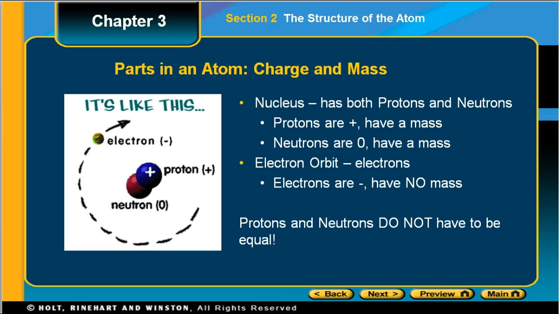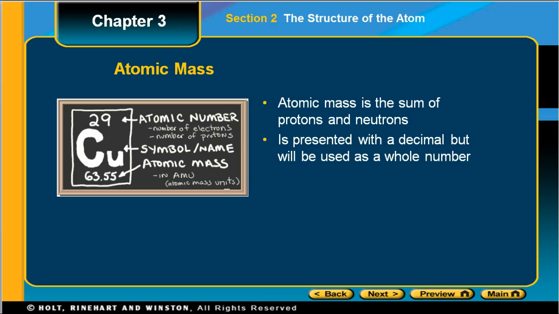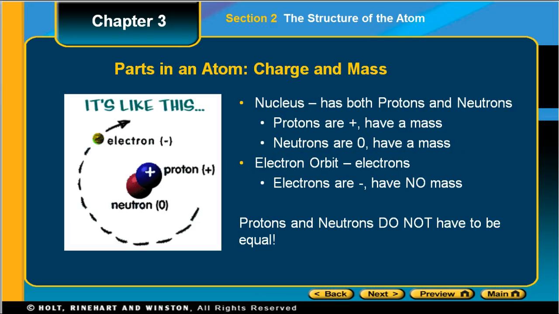Okay, protons and neutrons do not have to be equal. So in our last example where I showed you the graphic of the copper here, the copper has 29 protons, and we said the mass is 64, and if you take the 29 out of the 64, so 64 minus 29, you get 35 neutrons. That is not equal to the number of protons, and that's fine. Alright, so that's an example.